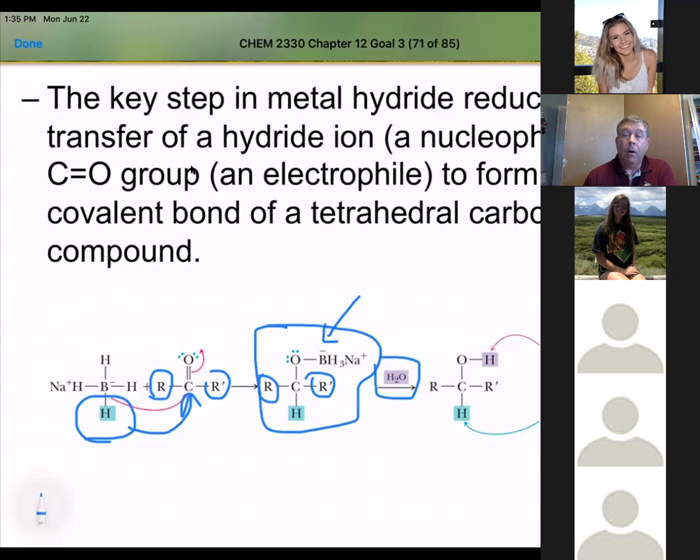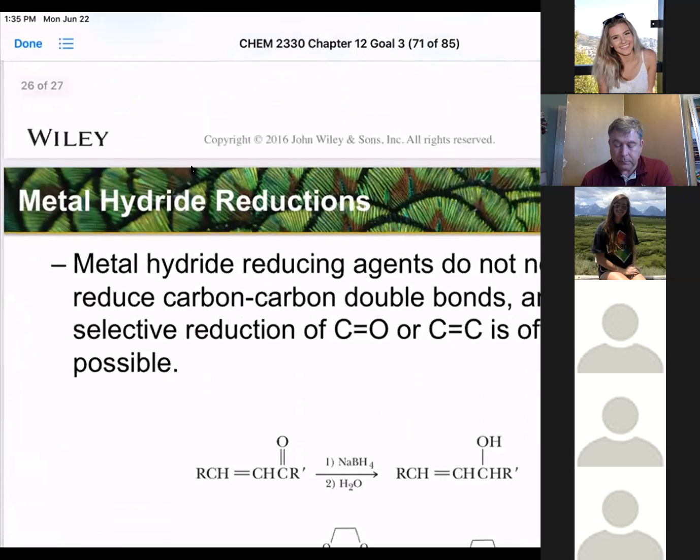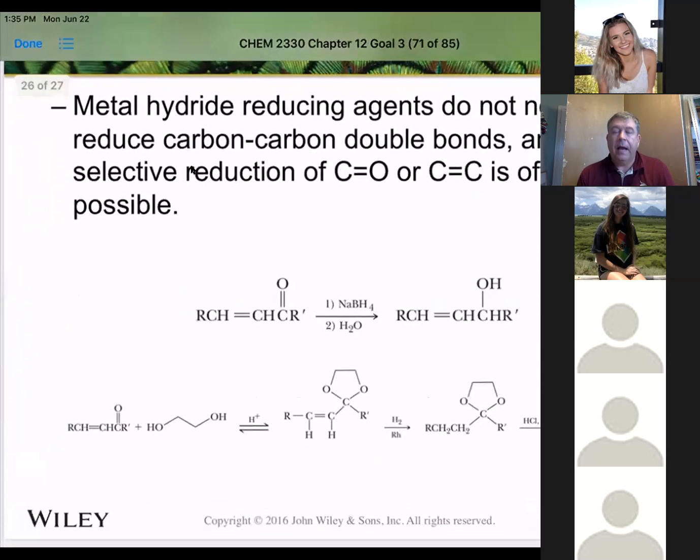So all aldehydes will be reduced down to primary alcohols by sodium borohydride. All ketones will be reduced down to secondary alcohols because we're going to add just across the carbonyl. Okay, so that's sodium borohydride or lithium aluminum hydride. Okay, so how can we do this specifically?